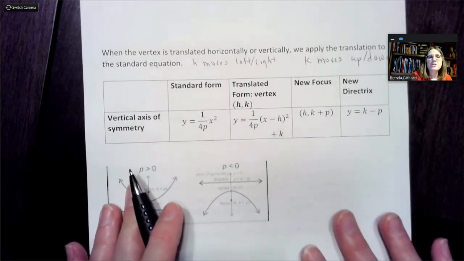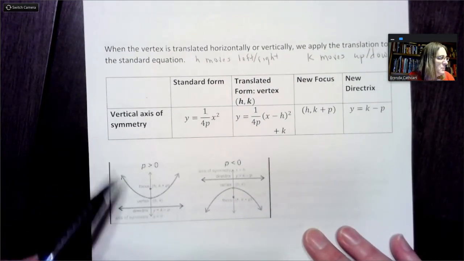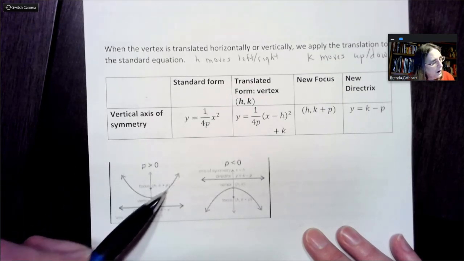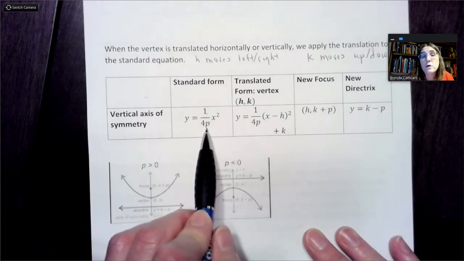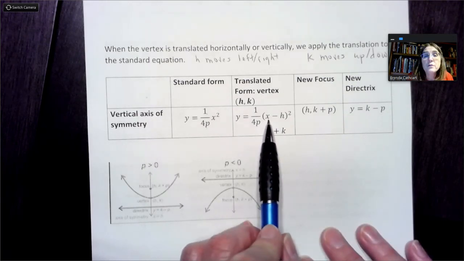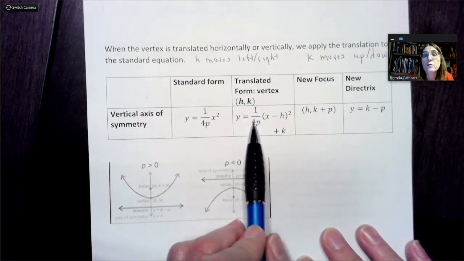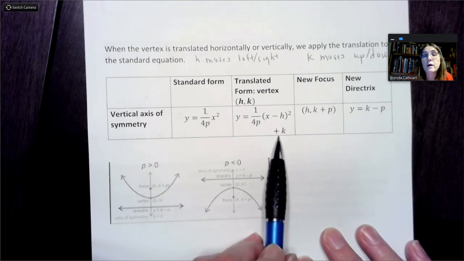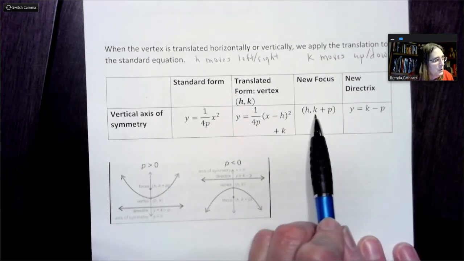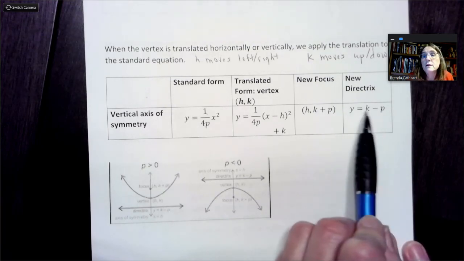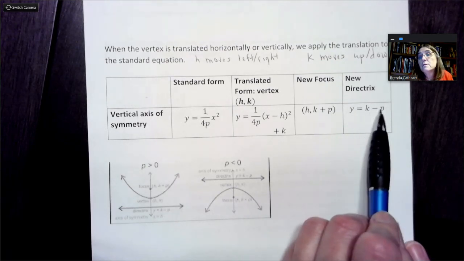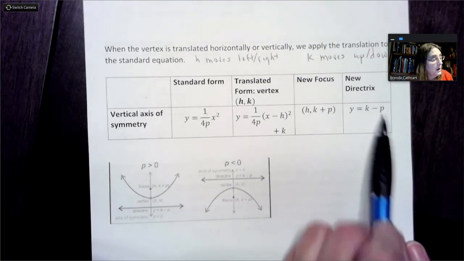So let's see how that changes our equation. If we take a parabola, which has a vertical axis of symmetry, so that's our usual y equals x squared, or y equals 1 over 4p x squared, we can move it to the left or the right. So y equals 1 over 4p times x minus h squared plus k. Our new focus is going to be moved from k up by p, and our new directrix is going to move down from our negative p. It's going to go k minus p.